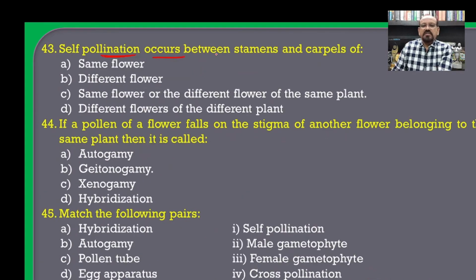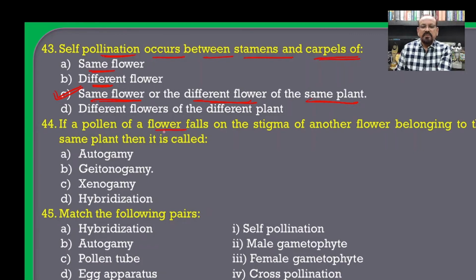Self-pollination occurs between stamens and carpels of... Self-pollination means in the same flower or a different flower present on the same plant, not only the same flower, not only a different flower, but the same flower or different flower of the same plant. That is self-pollination, and hence C is the correct answer for this question.